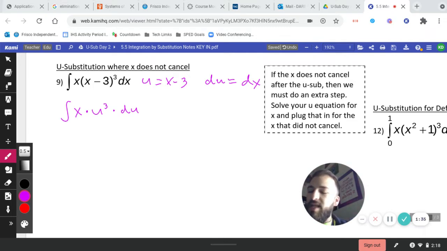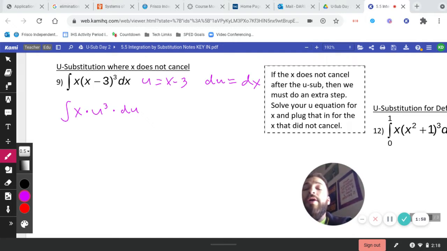This happens anytime you get that x term to not cancel out. You want to check and see, can I solve my u equation so that it equals whatever I haven't gotten to cancel out, whatever x term, maybe it's x squared, maybe it's x cubed, maybe it's sine of x or cosine of x? Can I solve that equation for that term to then be able to plug it in?